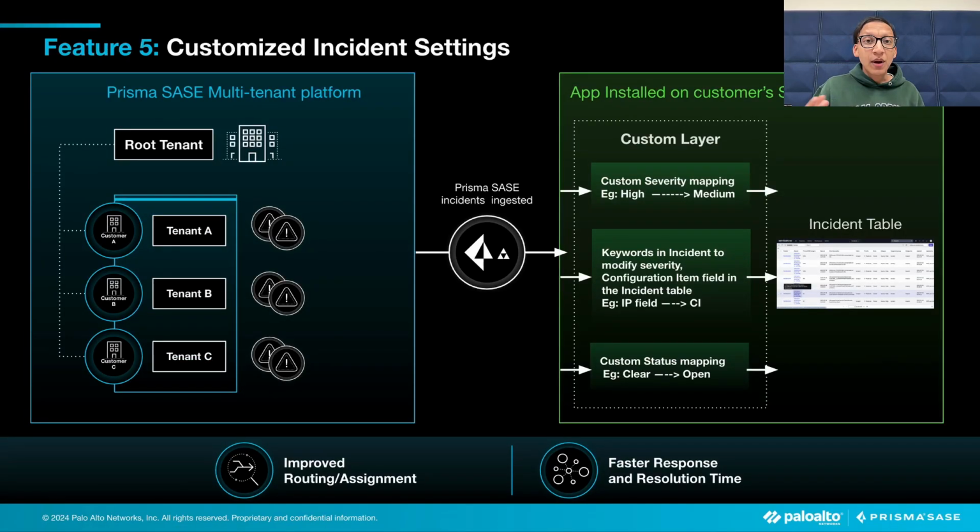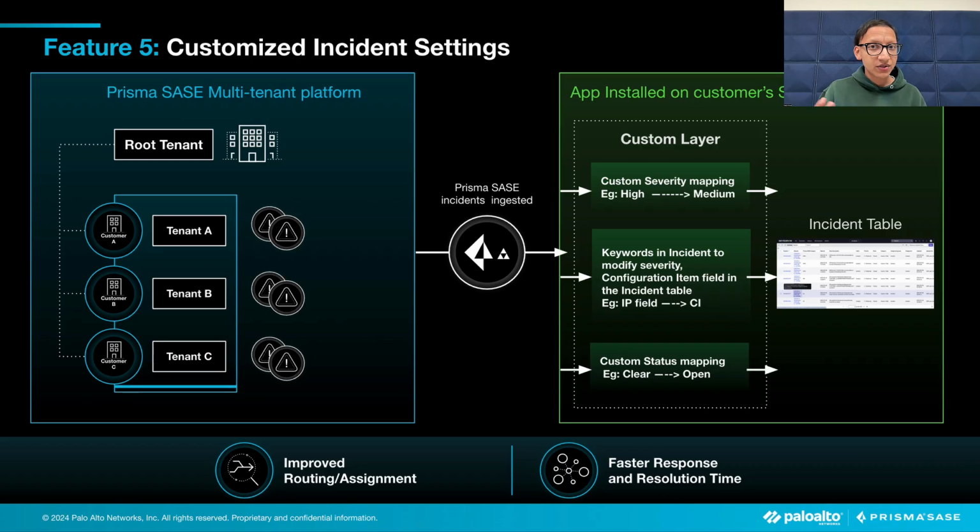The app includes a powerful customization layer for your incidents. Think of it as a gatekeeper. When Prisma SASE incidents are ingested, they don't just get dumped straight into the ServiceNow incident table. They first must pass through your customization layer. This layer applies rules you configure to transform the incident before it's officially created.